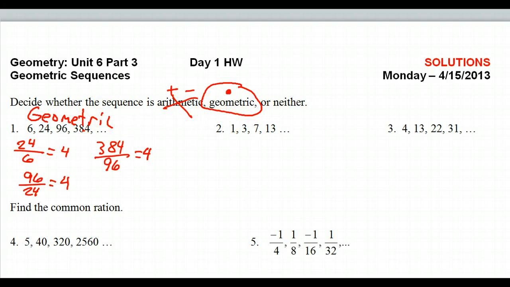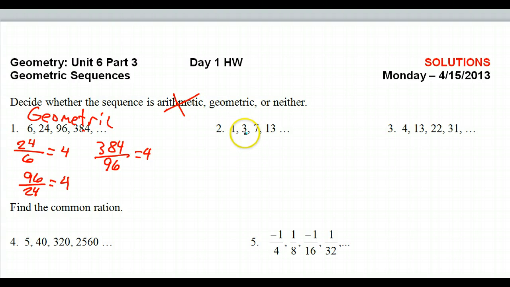Alright, look at number 2. From 1 to 3, that's an increase of positive 2. From 3 to 7, that's an increase of 4. So it's definitely not arithmetic. We can rule that out. Is it geometric?